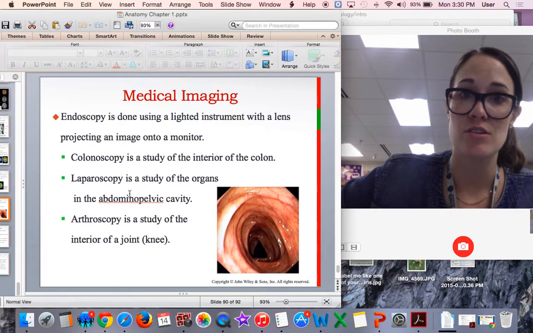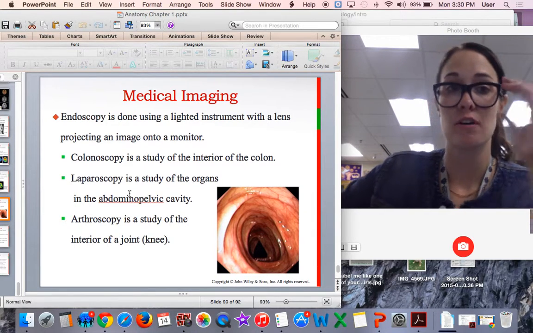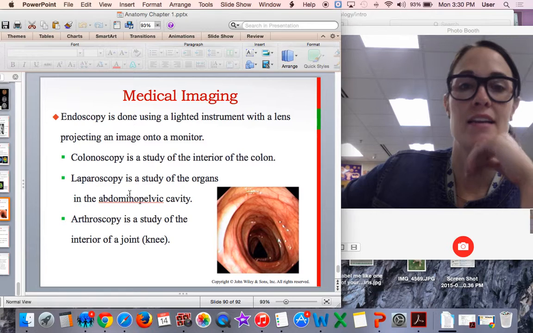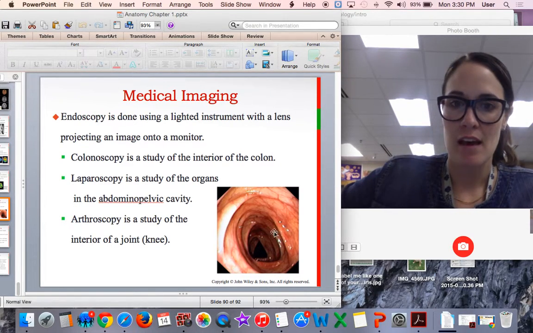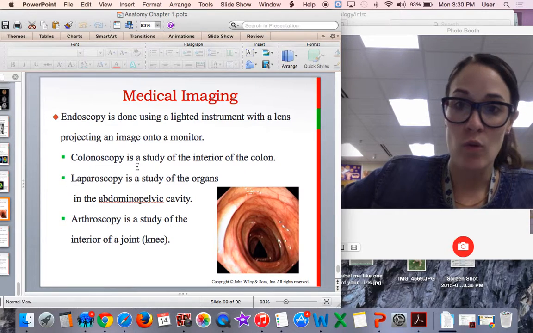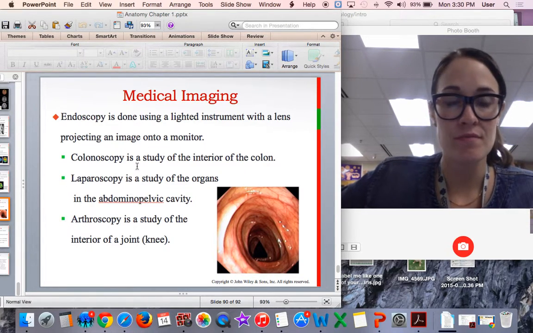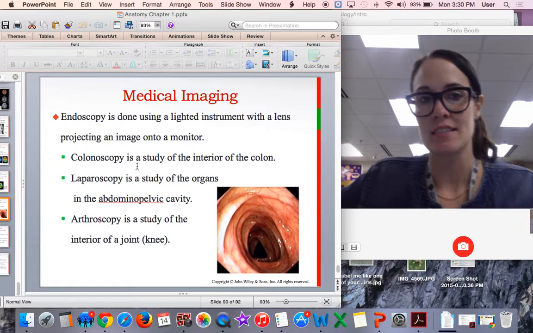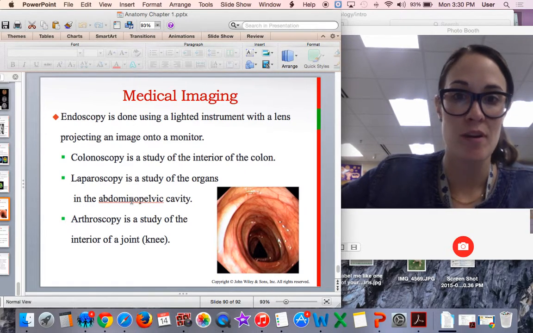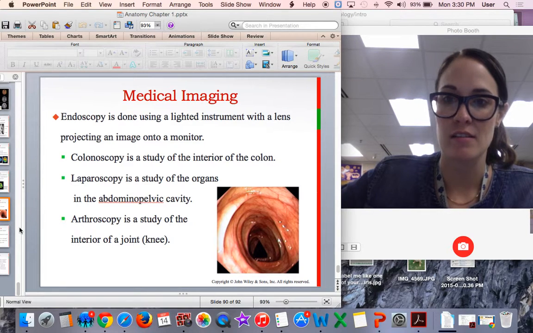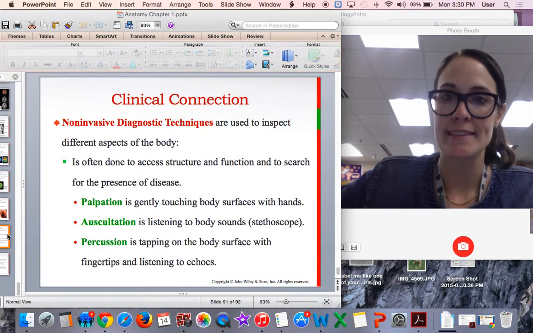Endoscopy looks at the interior of different parts of the body using a lighted instrument with a lens, and you project it onto a monitor. Colonoscopy goes into the colon to look for polyps, for example, or little extensions. Laparoscopy looks at anything in the abdominopelvic cavity, and arthroscopy looks at the interior of a joint.